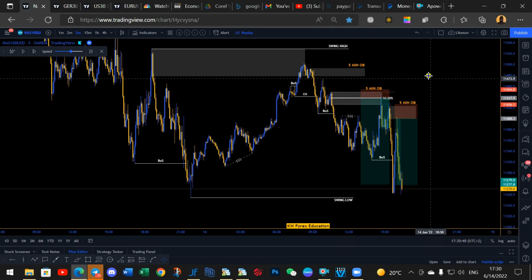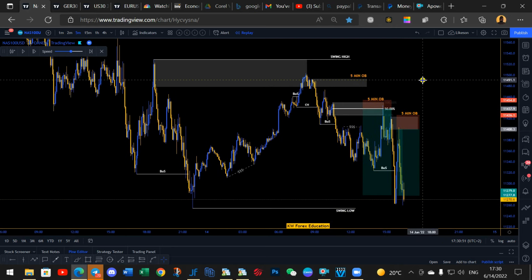So basically that's how I traded NAS100. So you can still trade even indices using smart money concepts.